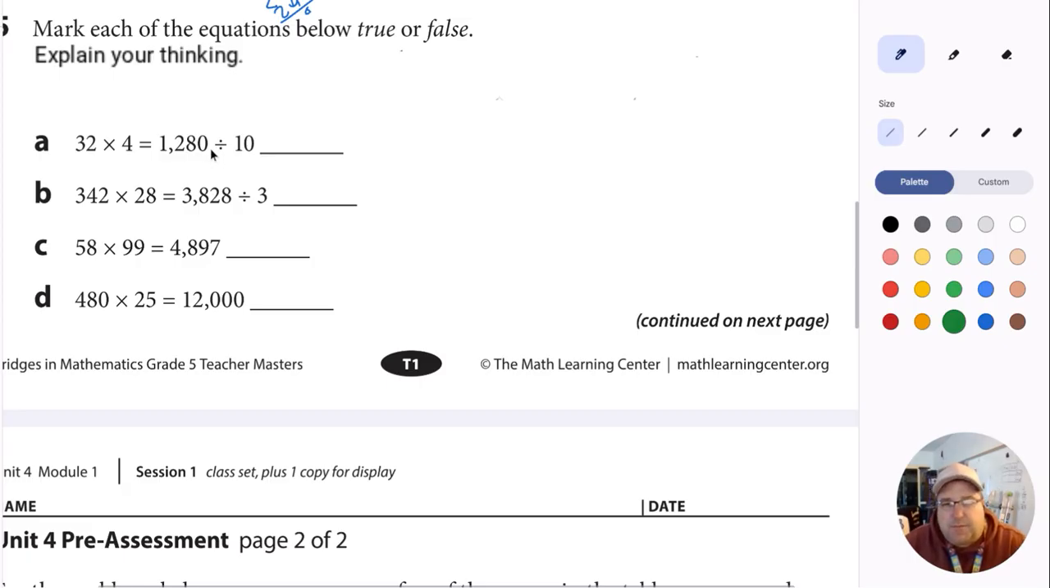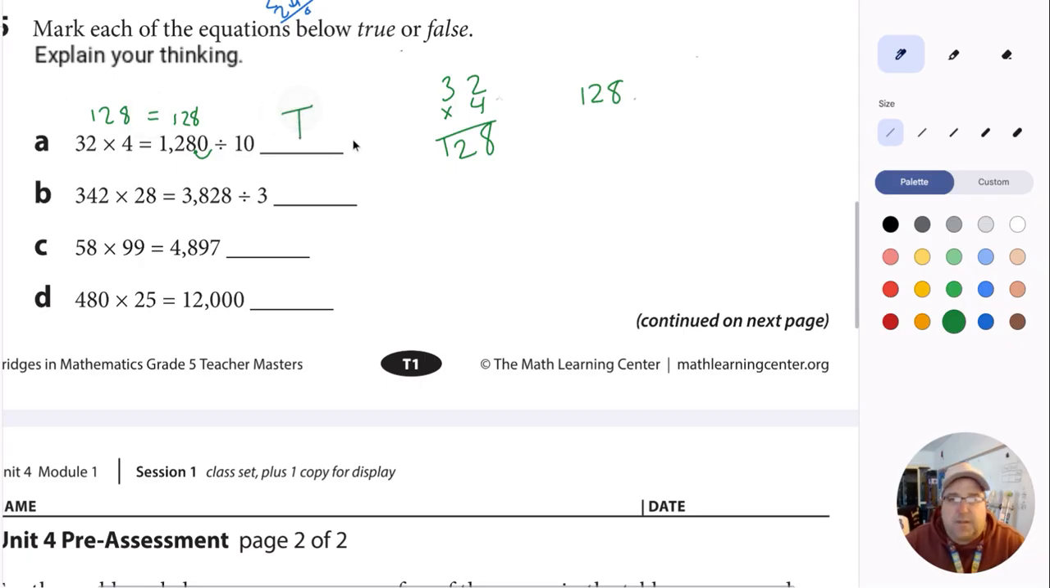Well, first of all, anytime I divide by 10, I'm just moving my decimal over. So that means I'm going to get 128 on this side. So we get 128 over here because we're dividing by 10. So we just have to see, what's 32 times 4? And again, we can do a little standard here. 4 times 2 is 8. 4 times 3 is 12. Hey, we got 128 equals 128.